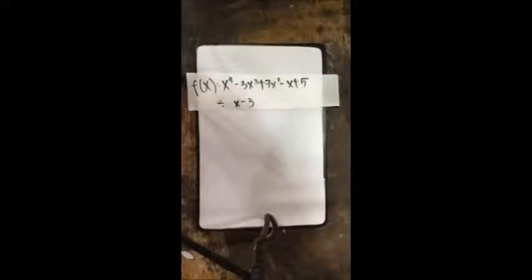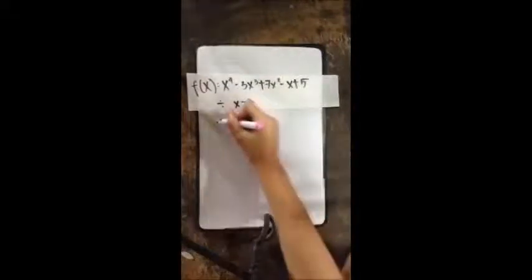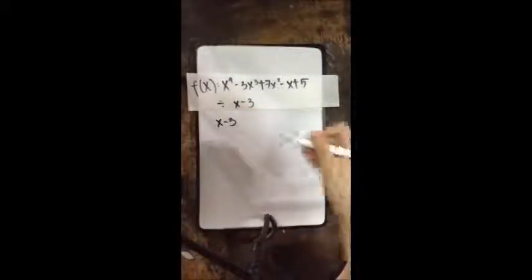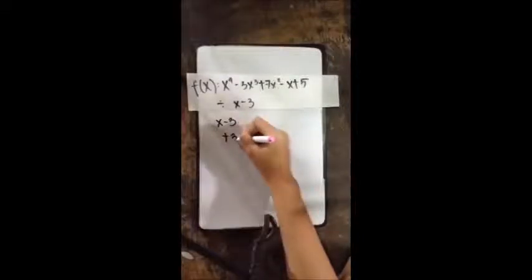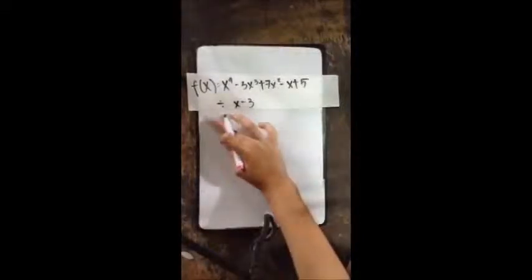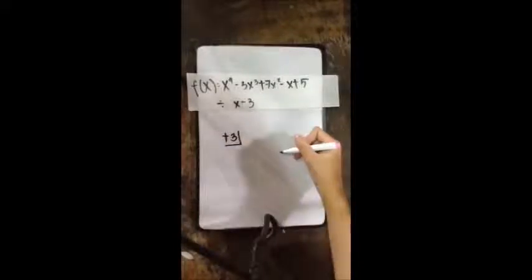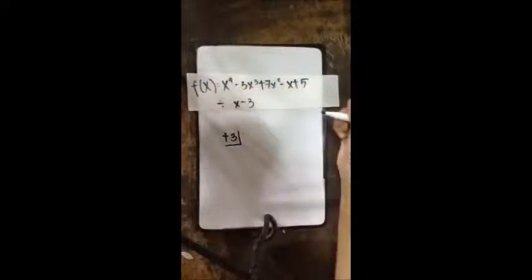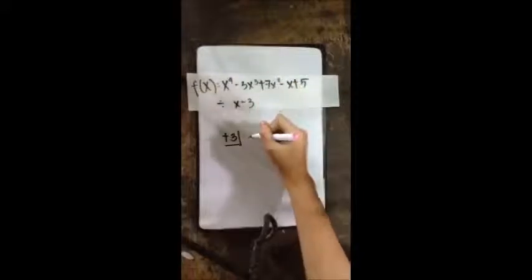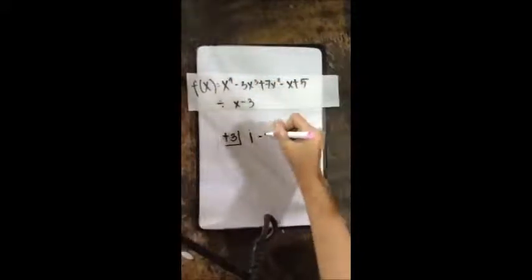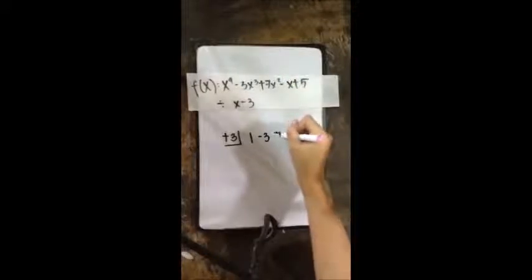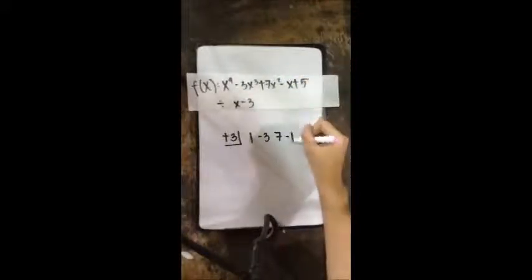The first thing that we will do is use synthetic division. So get the divisor and reverse the sign of the constant. So it will be positive 3. Now, place this number inside the upside down divisor symbol. Bring down all the coefficients: 1, negative 3, 7, negative 1, and 5.